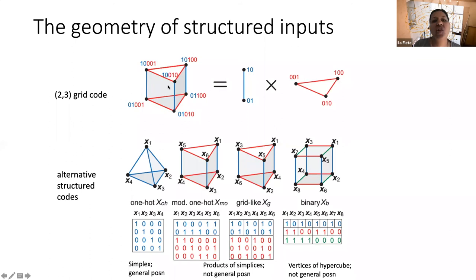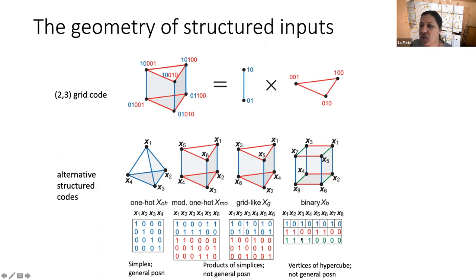Now here are some alternative codes with their structures, and I'm sorry, I'm not able to see my cursor on this laptop. Okay, here we are. So I can contrast the grid code with some other codes. We could imagine if my inputs were more like grandmother cell inputs, like conventional place cell inputs, one-hot inputs, where the input code was just one neuron active at every position, then the geometry of those inputs is itself a simplex. And in a simplex, all the vertices are in general position, and every field arrangement is realizable, right? By contrast, our grid cell code has a special triangular prism structure.